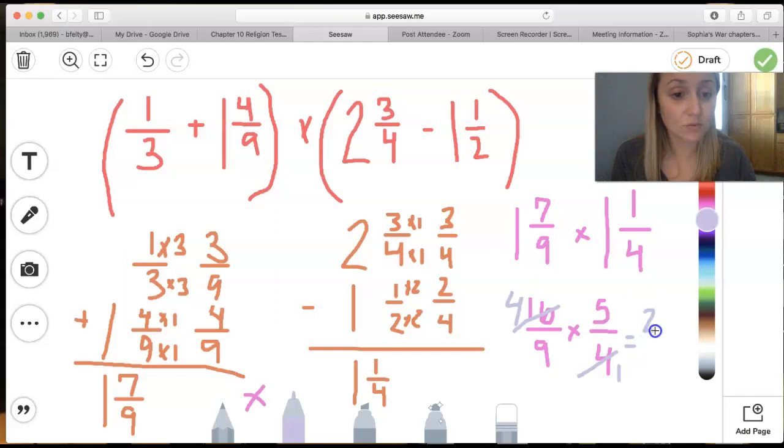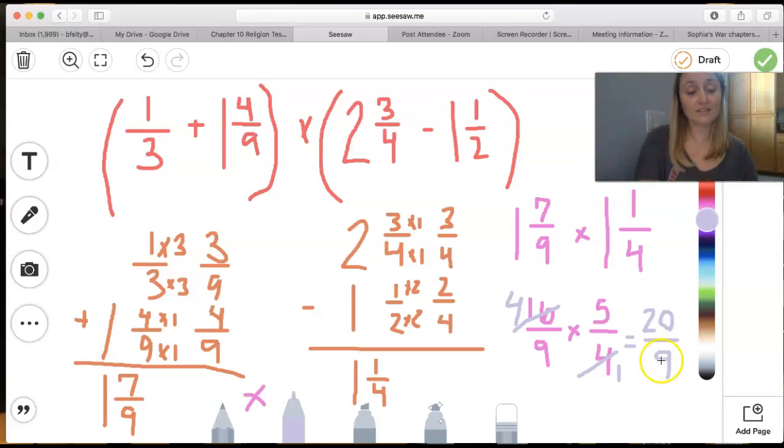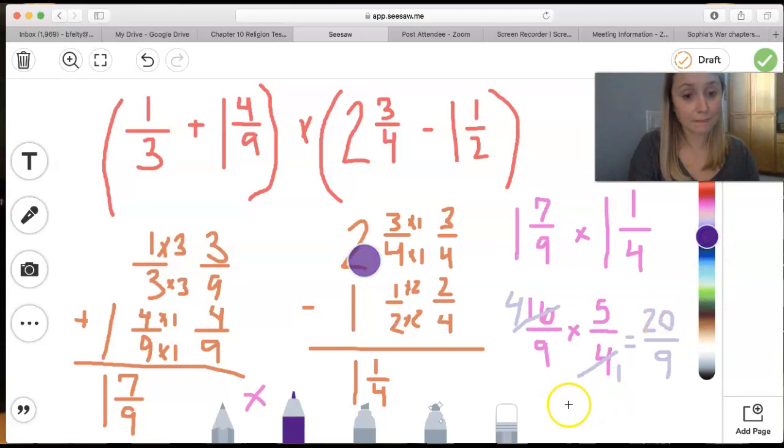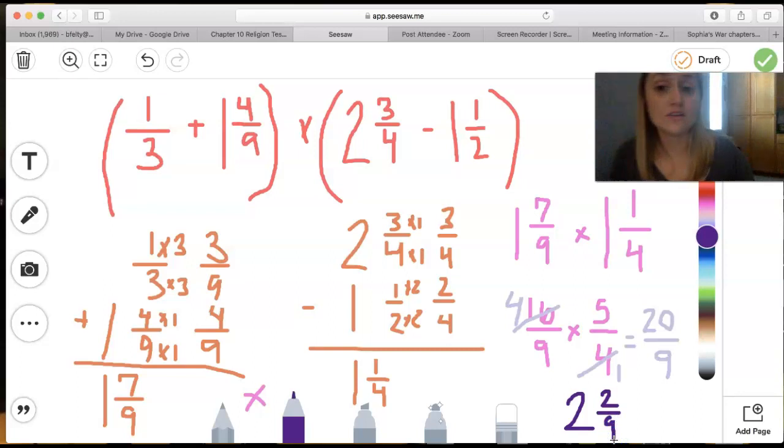So now we have 20/9. Okay, so 9 goes into 20 2 times, because 9 times 2 is 18, and then you have 2 left over, and 9 is your common denominator. So look at how long this took. This actually took a little bit of time. I had to first break down this here, then I had to break down this here, then I had to multiply them, then I had to reduce them.